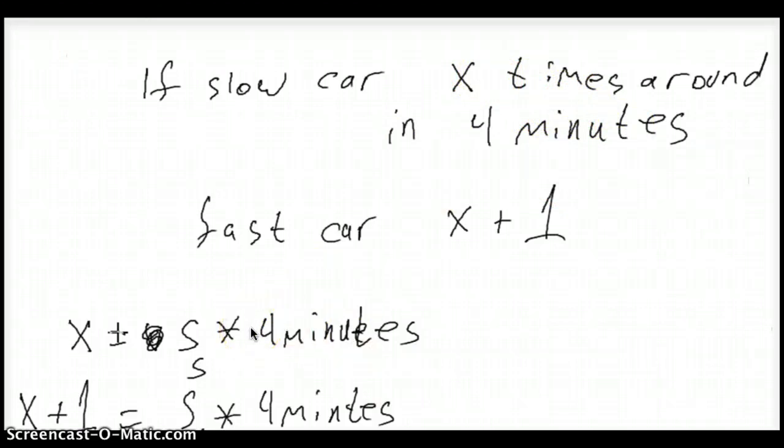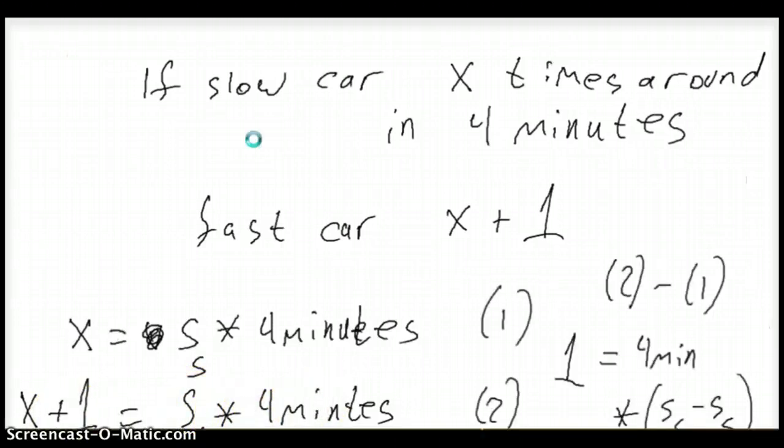And if we're looking for the speed of the sound, which travels 1 extra lap, it would be x plus 1, and we find the speed of the fast car times 4 minutes for that. So to find the difference between these two, we can name this equation 1 and this equation 2. Then you take equation 2 minus equation 1, and on this side, it's x plus 1 minus x, which leaves us with a 1.